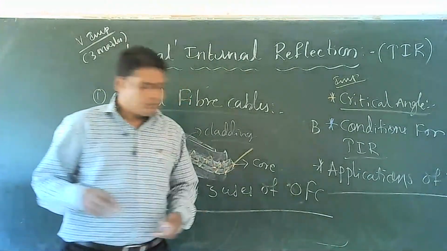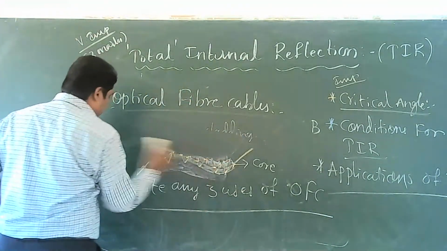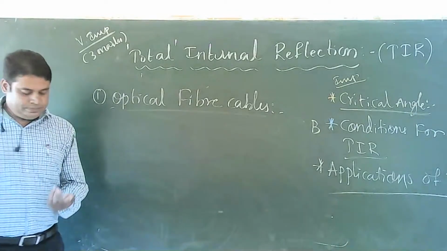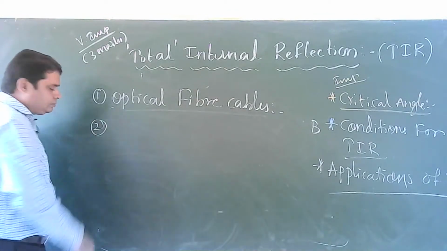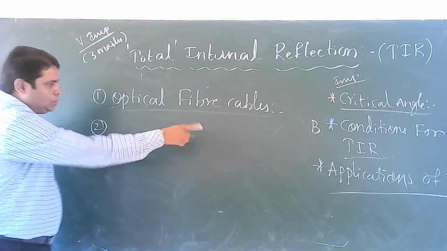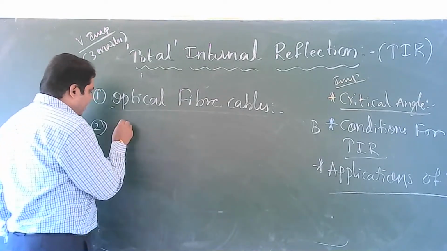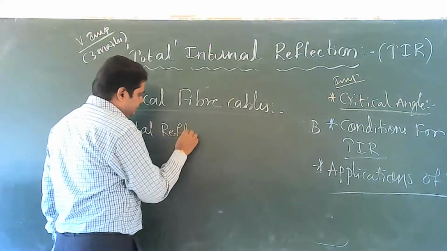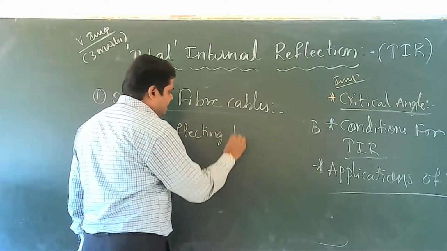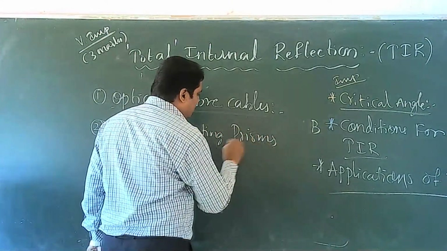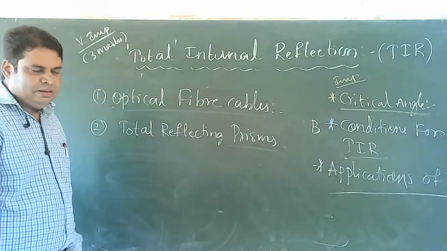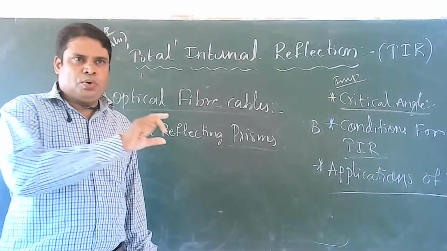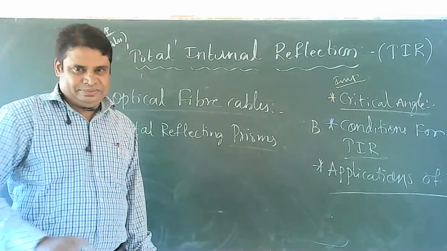Okay. Now, this is the first use of total internal reflection. Now, the second application. Total internal reflection is used in total reflecting prisms. What are total reflecting prisms? There are two types of prisms. One type is used to rotate light by 90 degrees.